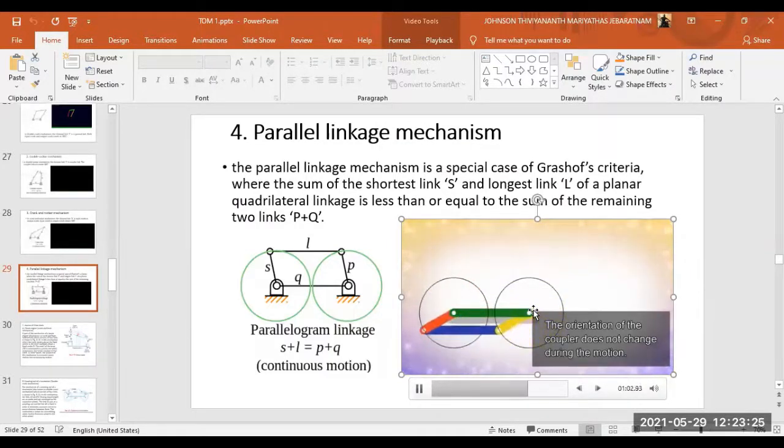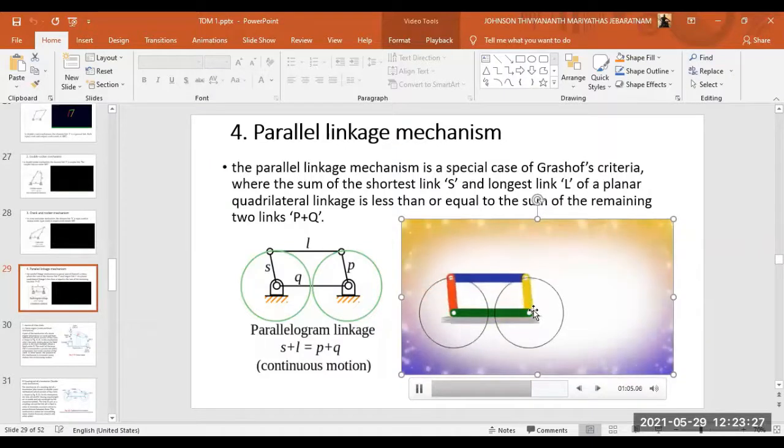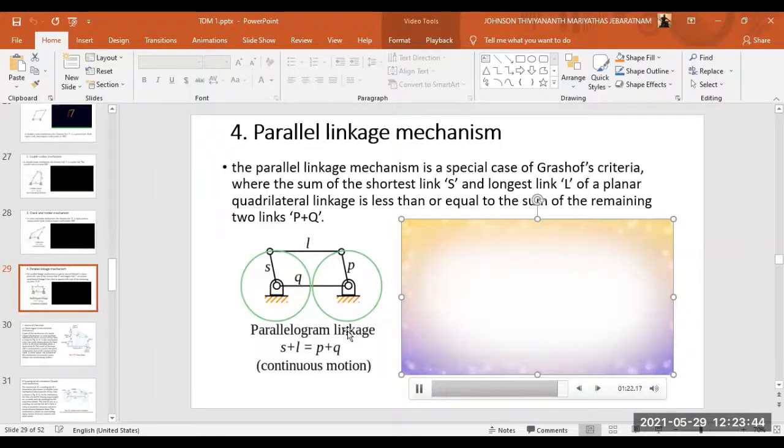And so for the coupler, there won't be any change in the orientation, right? So you see here, this coupler is going up and going down, going up and going down. There won't be any change in the orientation, that is, change in the angle. So for this type of linkage, the condition is S plus L is equal to P plus Q, right? S plus L is equal to P plus Q, right?